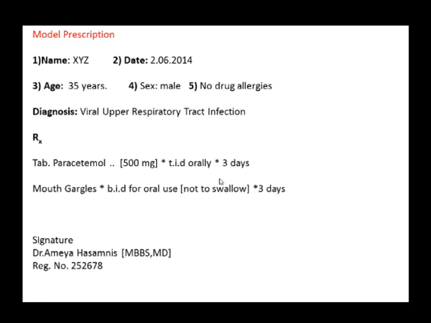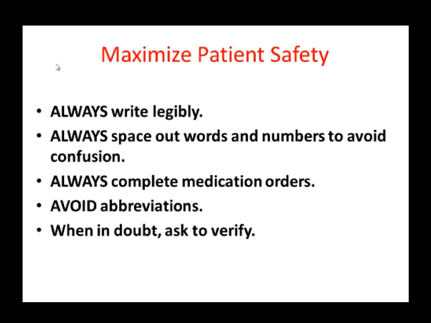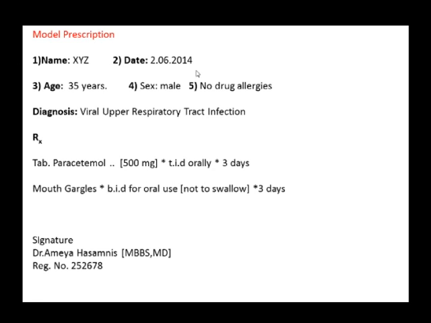Now that is the kind of model prescription that I was talking of. So the name of an individual, XYZ, then the date. This is of course the future, so 2nd of June 2014, like I will be writing this kind of prescription. The age of the individual, the sex: male patient, 35 years old, no drug allergy. These components, name, age, sex, date, are the components of the superscript. I already discussed with you why you require these components, why it is essential.